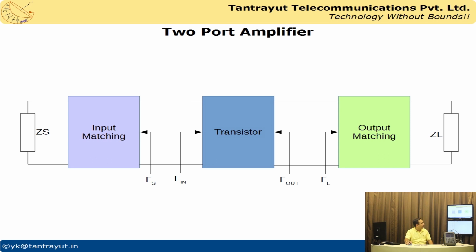Then you have to design some sort of input matching network and output matching network such that, first, your entire amplifier is unconditionally stable. Second, you get the noise which you wanted, that means you were able to match the transistor such that you got the noise figure which you desired. And thirdly, you get reasonable power matching at the input port and moderately good power matching at the output port.